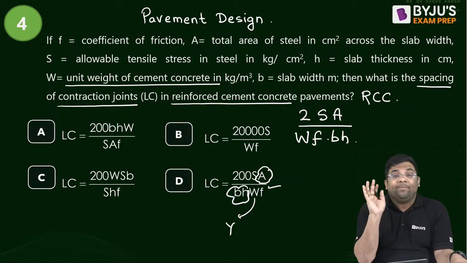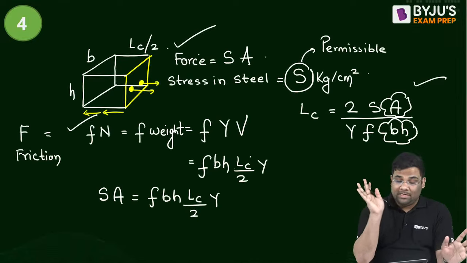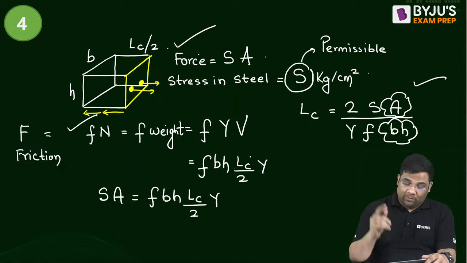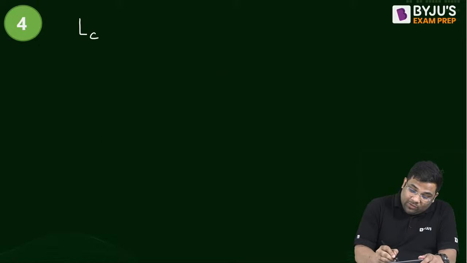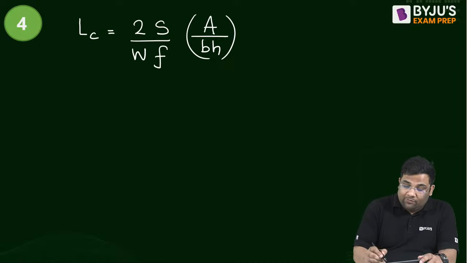Now, in the examination, they might confuse you, right? They give 200, 2000. I will tell you the explanation why it is not 200 or 2000, whatever. Now, we got the formula. Lc is equal to what? Just remember: 2 into S, then A by BH, divided by gamma, here it is W, and then F. This is the formula, right?